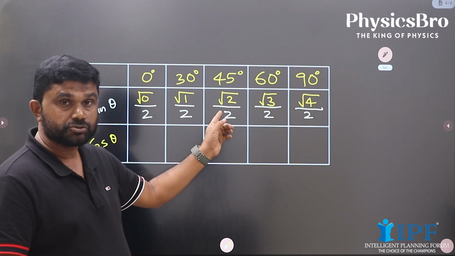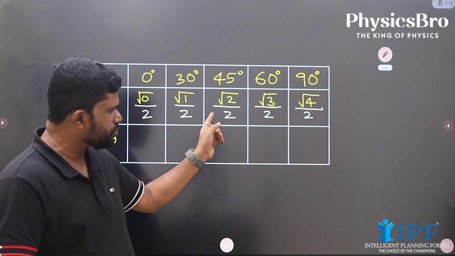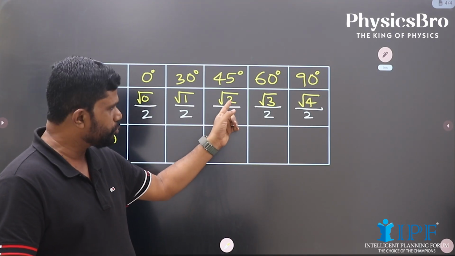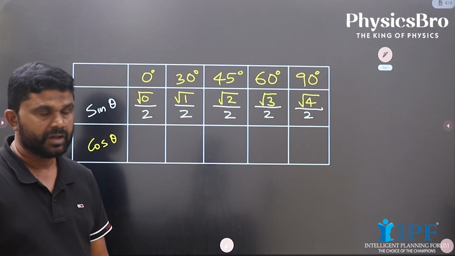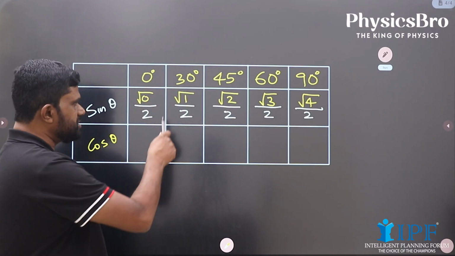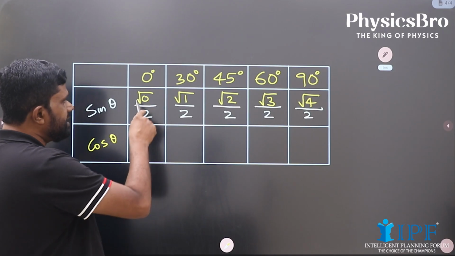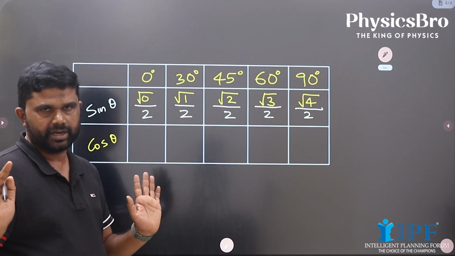Root 2 by 2 is actually 1 by root 2. You can write this 2 as root 2 into root 2. So one root 2 from the denominator and numerator we can cancel. What remains? 1 by root 2. Okay, root 1 is 1 itself, so this will be 1 by 2. And here we have 0 by 2, means 0 only.